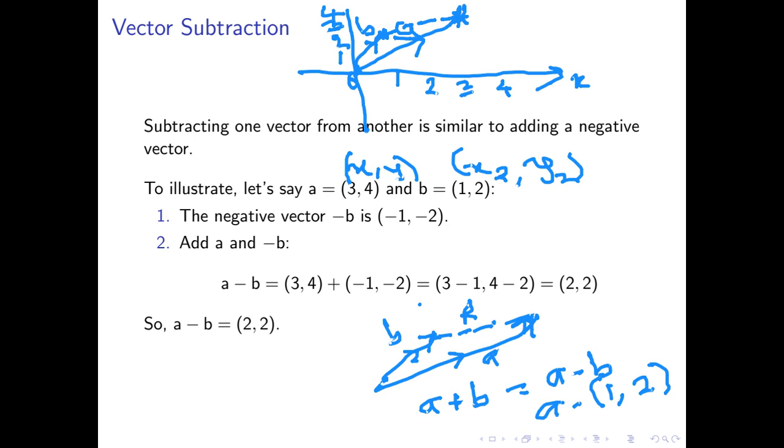All right. So from this equation, you see it's going to be 3 plus minus 1, like I did in the first case, and it is 4 plus minus 2. And then that gives us a final answer of 2 comma 2. That is the resultant of these two forces, but we are doing subtraction.